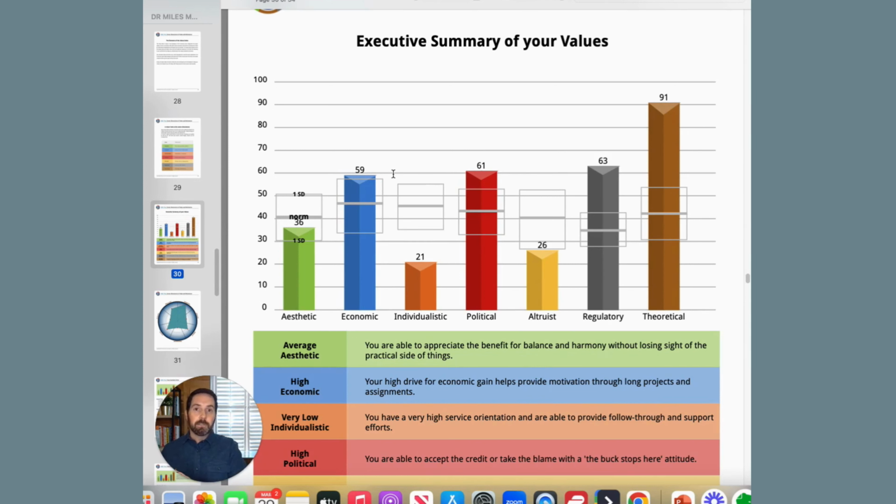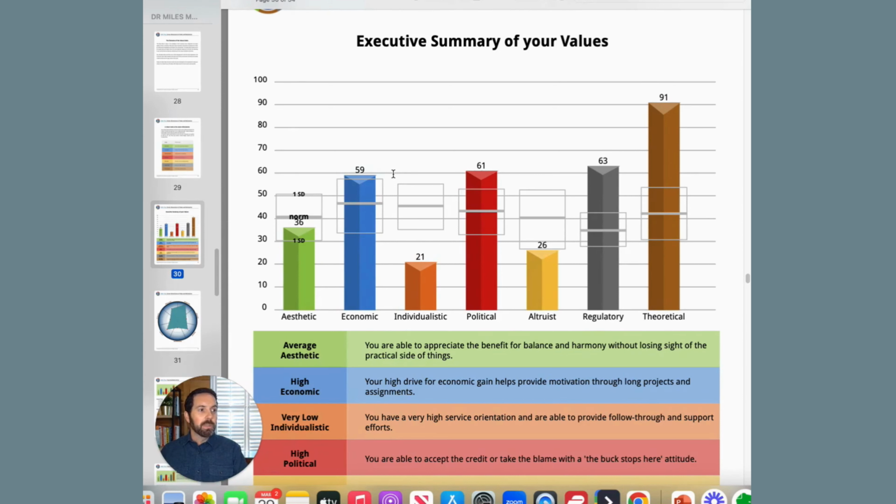Your DISC, the D, the I, the S, and the C, that doesn't change a lot unless you have a life-changing event. It can over time for sure, but the values can change quite a bit, especially based on your environment and different things going on in your life. For example, during the pandemic, a lot of people, their economic went down, even though they should have been stressed about money and thinking about it. Their aesthetic went up because they're like, okay, I'm actually able to do some of these things normally I wouldn't get to do, but that may be adjusting back now.